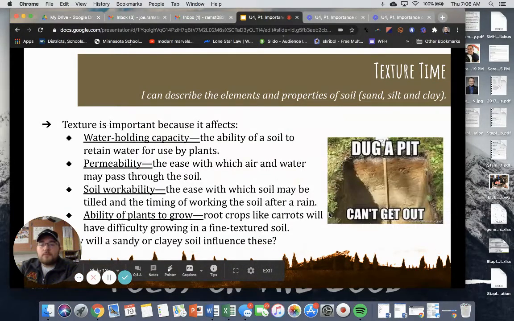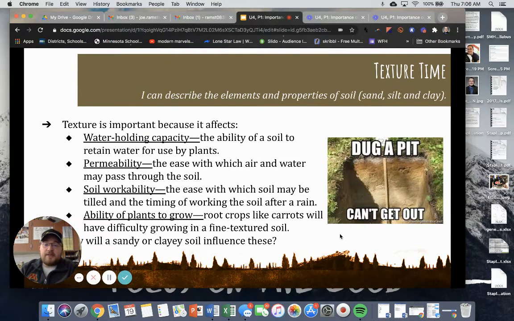So texture is very important because it affects a lot of different things. It affects water holding capacity, and this is the ability of a soil to retain water for use by plants. Some plants require more water than others. So having a soil that has good water holding capacity for some of those plants that require a lot of water is very important. Permeability is defined as the ease with which air and water may pass through the soil.